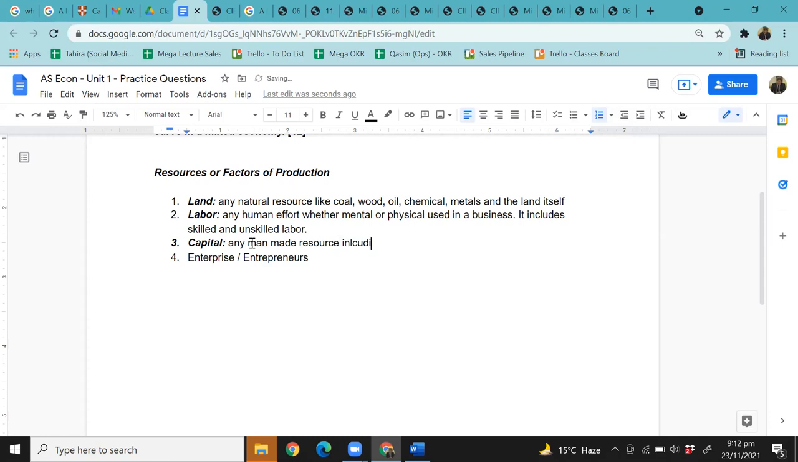Including machinery, which I did not mention, right? Machinery, furniture, laptops, computers, notepads, right? Anything that is made by man, which is obviously not natural, that would be defined as capital. Is this making sense, Khadija?